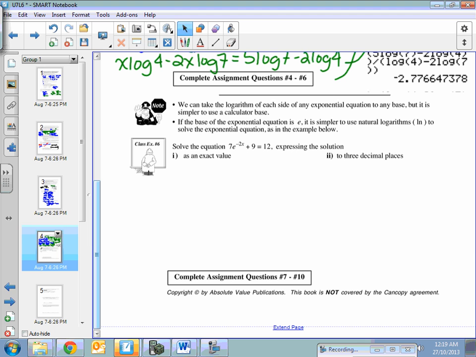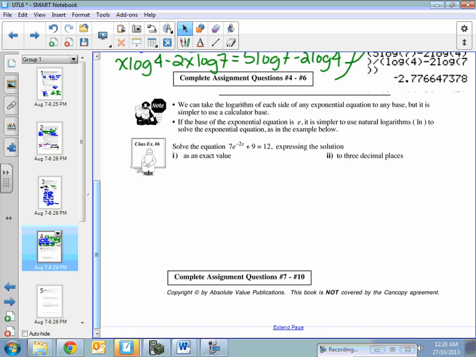So note, you can take log of each side of any exponential equation to any base, but it's simpler to use calculator base. If the base of the exponential equation is e, it is simpler to use natural logarithms. So we talked about this, natural log, your base is still e, to solve the exponential equation as in the example below. So solve this equation, 7e to the negative 2x plus 9 is equal to 12, expressing the solution.